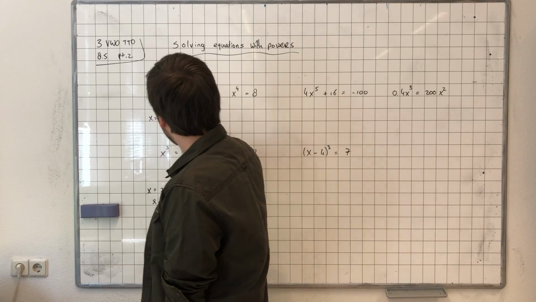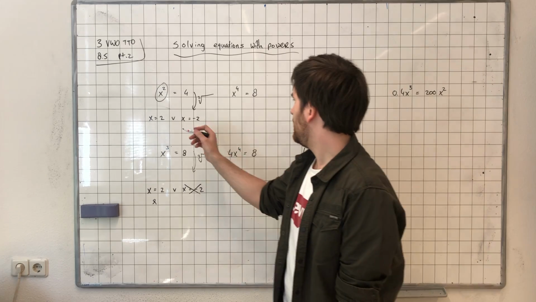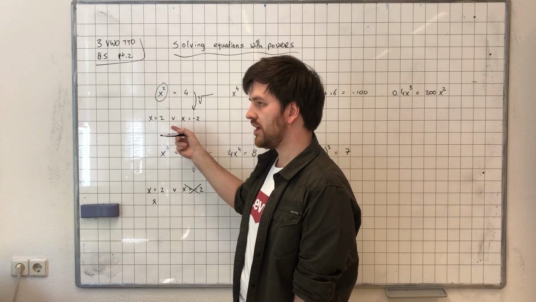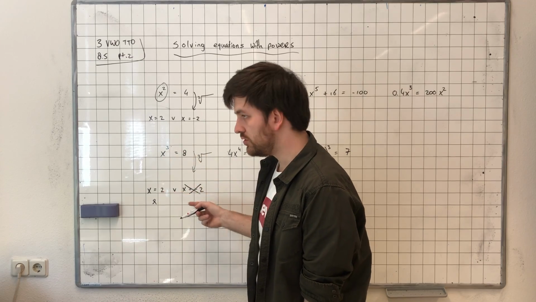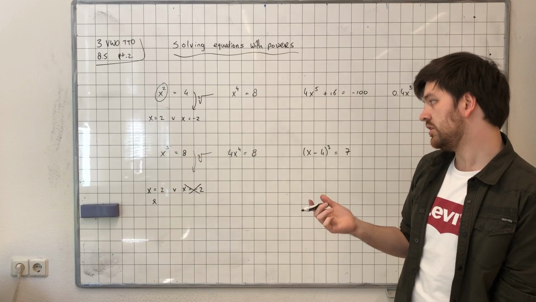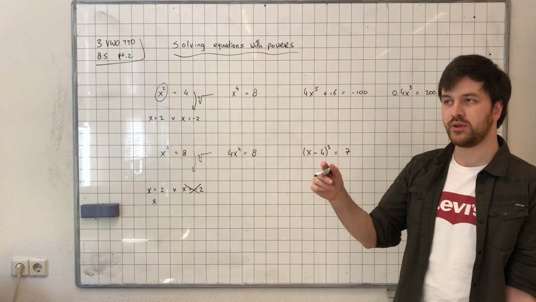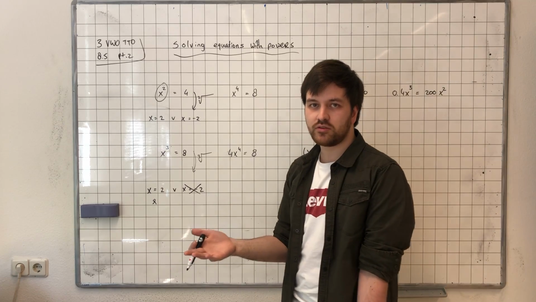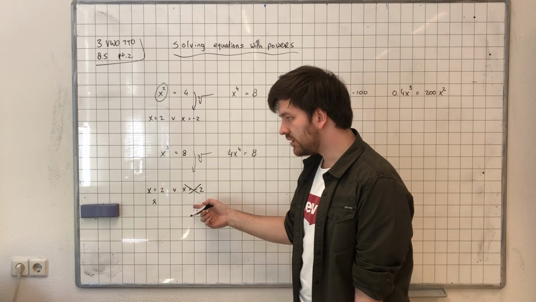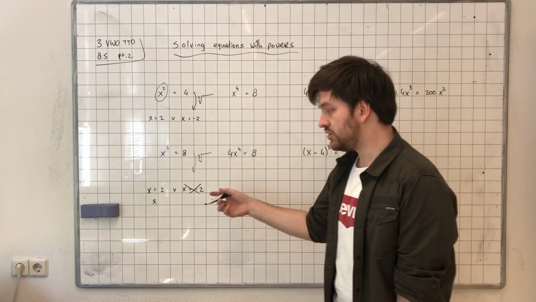Remember, this power over here is even. It will usually give you 2 answers. This is odd. This will usually give you only 1 answer. Later on, you'll see that if you have a power of 3, the maximum amount of answers is 3, but usually in the equations that you will get, it's usually 1 answer.